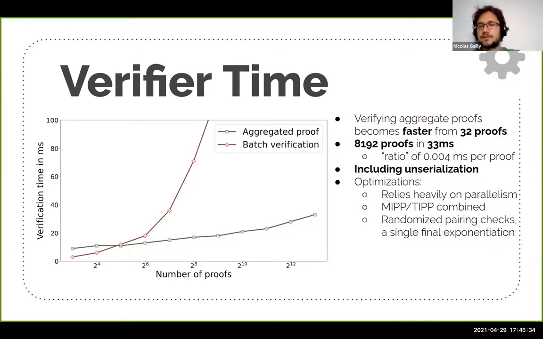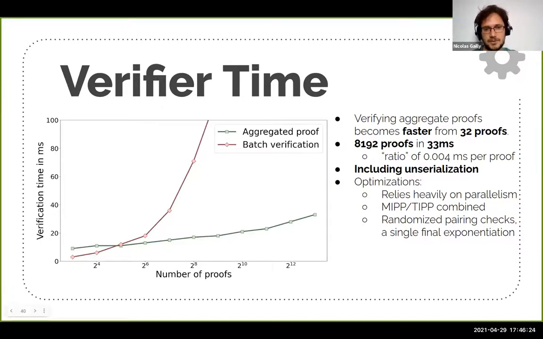And so this is the verify time that we get in the end. We put in the paper that we can verify 8,000 proofs in 33 milliseconds, which is a ratio of 0.004 milliseconds per proof. This includes deserialization as well, because this is usually what interests us in blockchain settings. The implementation relies heavily on parallelism. We have also made some optimizations, like having MIPP and TIPP combined. We are also doing randomized pairing checks in the end, so we only do one final exponentiation, because there are quite a lot of pairing checks, around 14. So we have a bunch of implementation optimizations that give us this verification time.